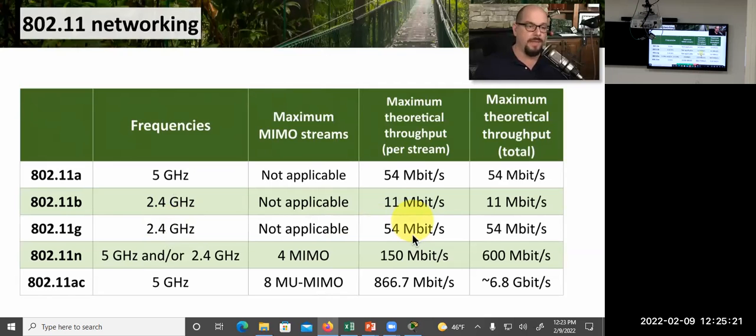megabits per second. 802.11n was the very first introduction of multiple input, multiple output, and you could support up to 4 streams in 802.11n running at either 5 gigahertz or 2.4 gigahertz. Running up to 4 of those 150 megabit MIMO streams, you could support a theoretical maximum of 600 megabits per second with 802.11n. And with 802.11ac running in the 5 gigahertz range, running 8 multi-user MIMO streams, you could support almost 7 gigabits of throughput over this wireless network.